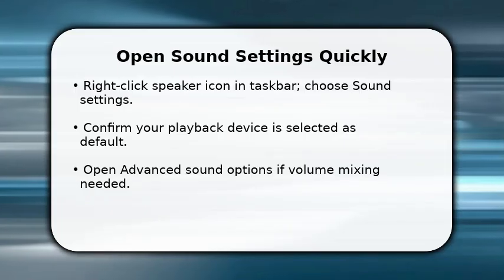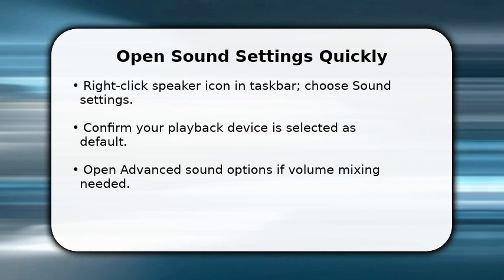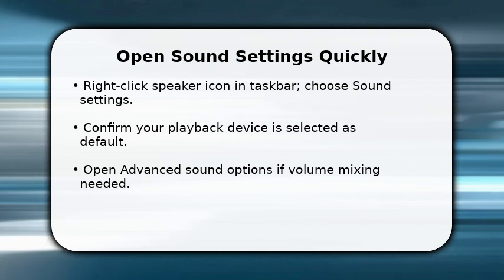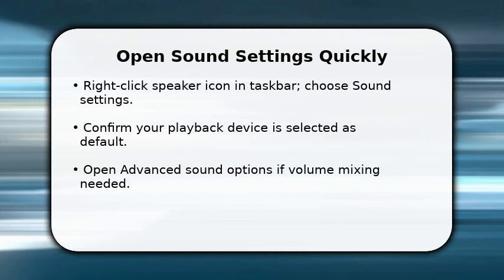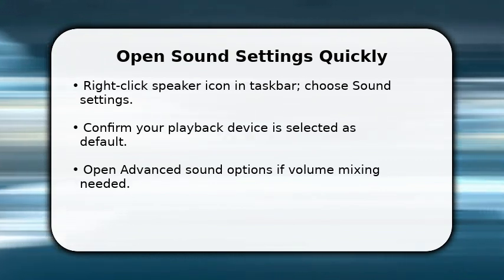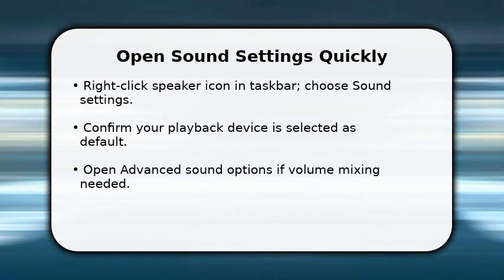You start by opening sound settings directly from the taskbar. This gets you to the controls without extra menus. Right-click the speaker icon and pick Sound Settings, then check that your desired playback device is set as default. Once done, open Advanced Sound Options to see per app volumes and device assignments. This prevents mistakes when apps play to the wrong output. Make sure to keep the window visible because you will use its controls in the next step.